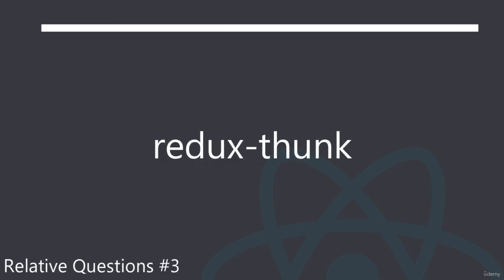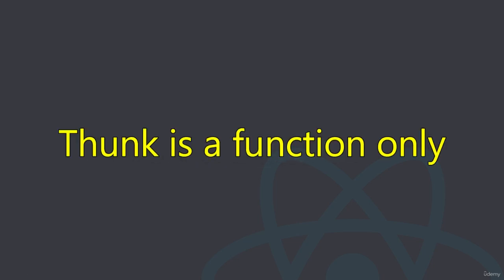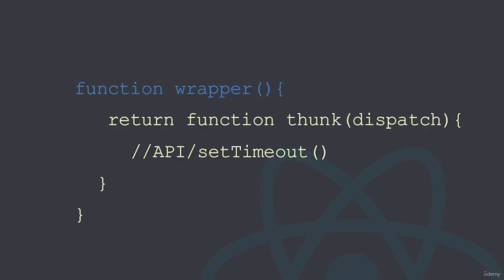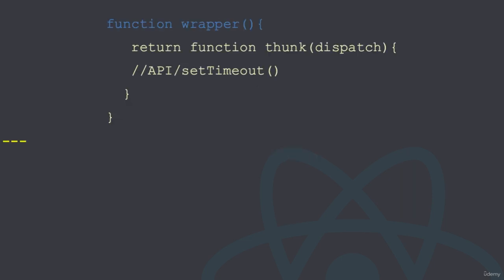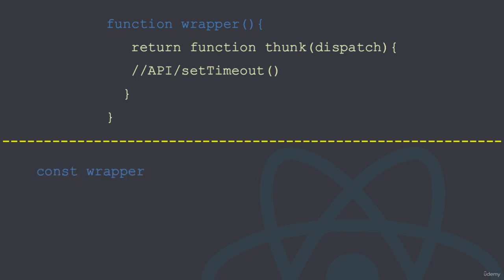Now we are going to use the thunk. Thunk is a function only, but it looks like this. You have a wrapper function, and inside that you return the function, that is the thunk function. Now the internal function may not have a name. That means you can just remove the name, then it will be return function and no name. So you may write the same syntax with this newer below mentioned syntax.